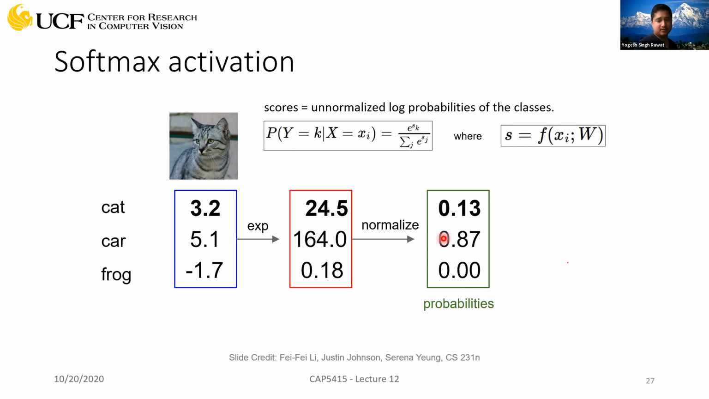Now you can easily say there's an 87% chance that the network is saying it's a car, and a 13% chance the network is saying it's a cat. Clearly the network is making a big mistake here, but at least you have a clear estimate of how much error the network is making.